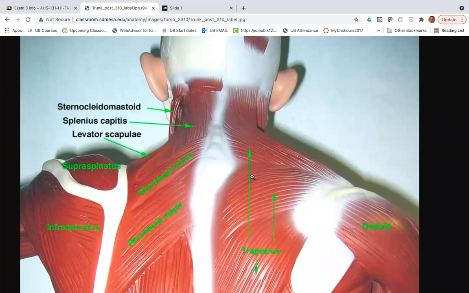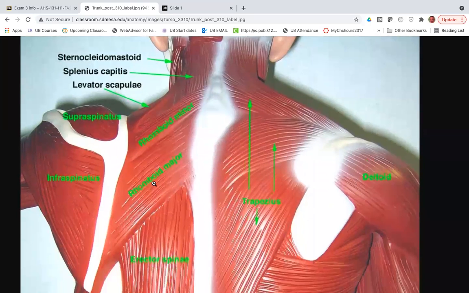Now, when the trapezius is deflected back, we could see what's deeper. There's rhomboid minor and rhomboid major. Rhomboid minor is C7 to T1 spinous process to the vertebral border. And then rhomboid major is T2 to T5 spinous process to the vertebral border of the scapula.